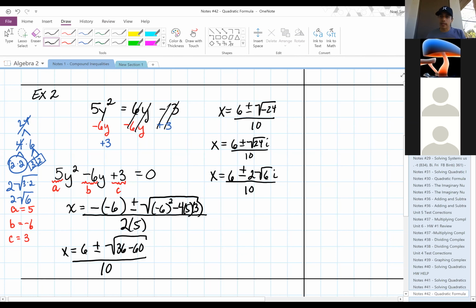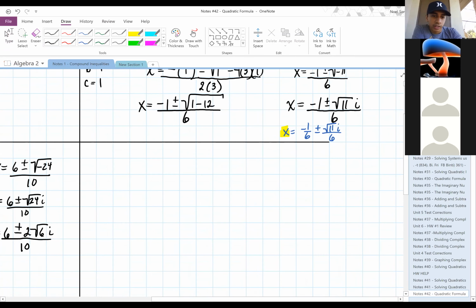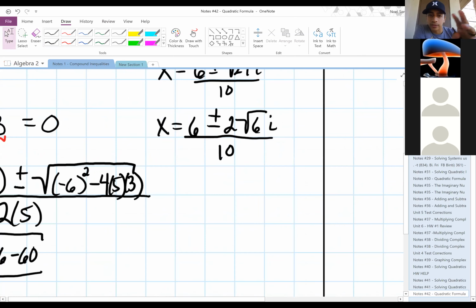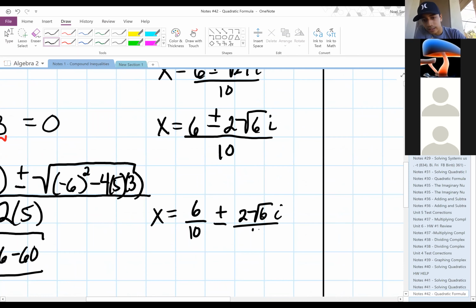This is where sometimes it becomes easier to simplify once you've split it up, right? We talked about splitting it up in the previous problem, right? Splitting up the numerator into two parts. We can do that here because there is some simplification that can be done even further. Watch this. If I take x is equal to, and I split this up as 6 over 10, plus or minus 2 root 6 I over 10, notice the numerator and the denominator have a common factor, right? You can divide the top and the bottom by 2.